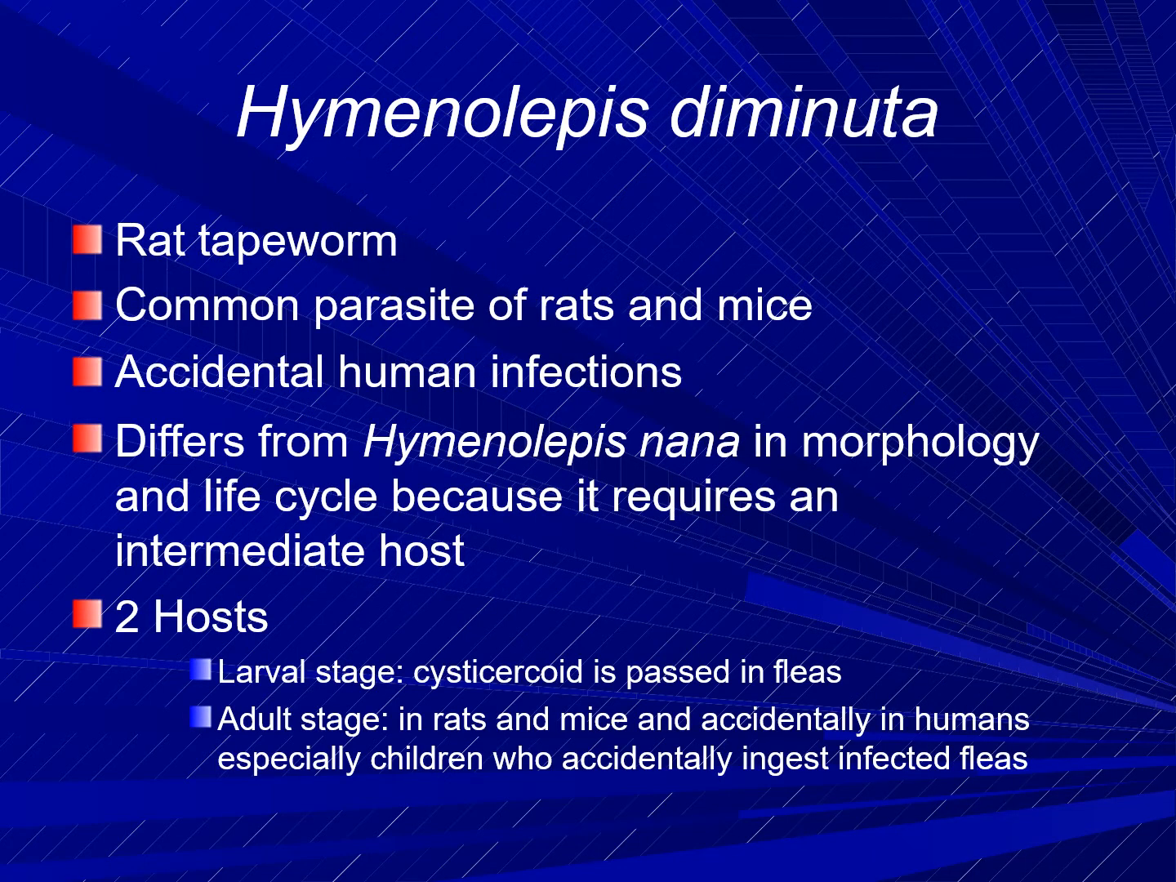H. diminuta is also known as rat tapeworm. It is a common parasite of the rats and the mice. Humans are only accidentally infected. It differs from the H. nana cycle and morphology because it requires the intermediate host. Two hosts are there. The larval stage is passed in fleas and the adult stage in rat, mice and accidentally in humans, especially in the children who accidentally ingest infected fleas.